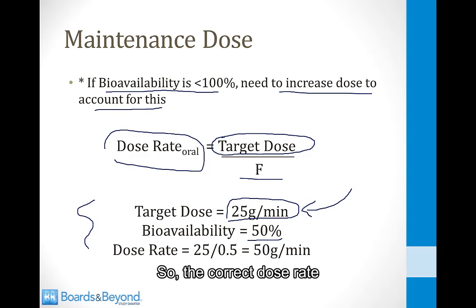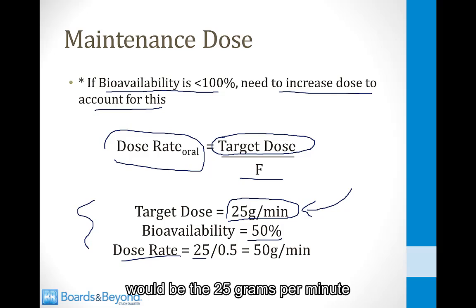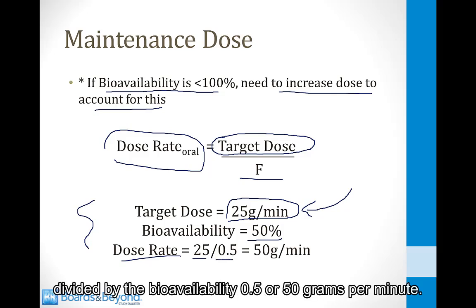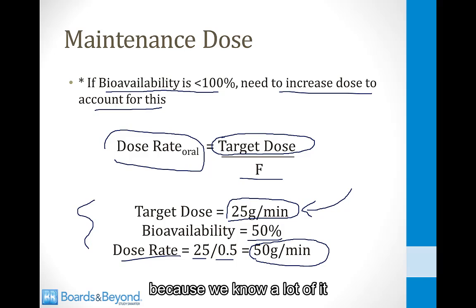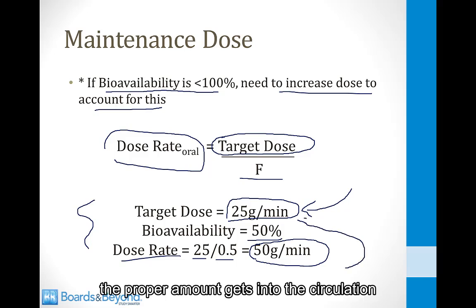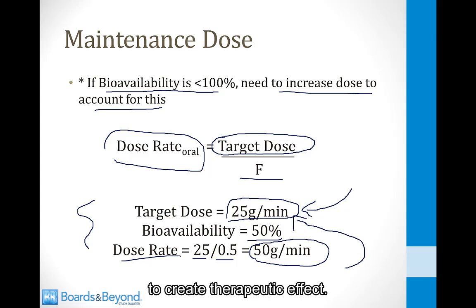So the correct dose rate would be the 25 grams per minute divided by the bioavailability 0.5, or 50 grams per minute. So we're giving more dose than we actually want because we know a lot of it is not going to make it into the circulation. But this will ensure that the proper amount gets into the circulation to create therapeutic effect.